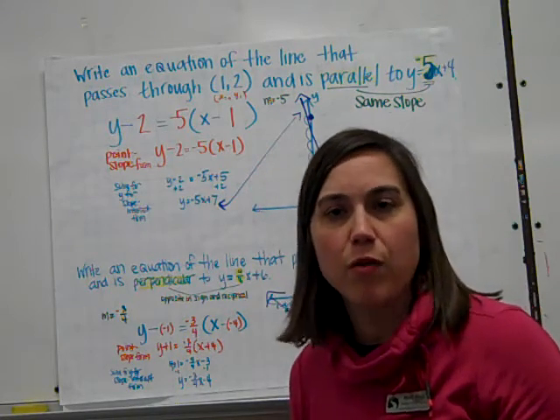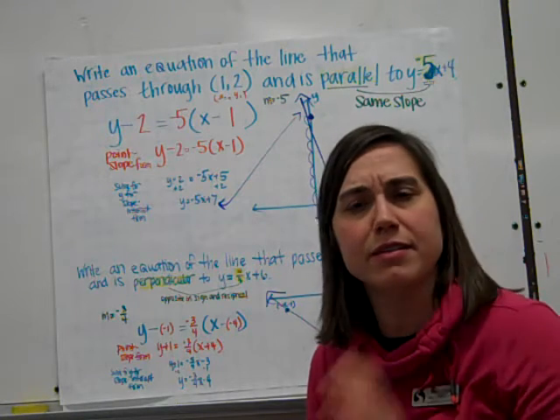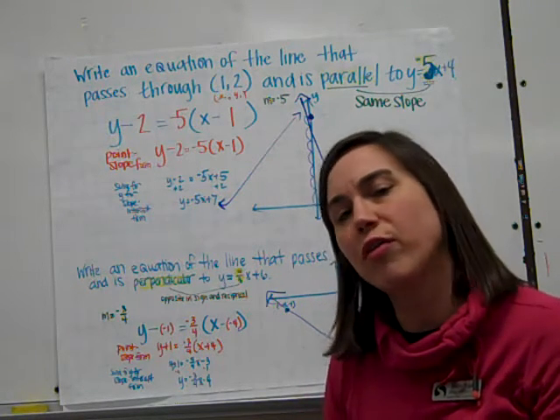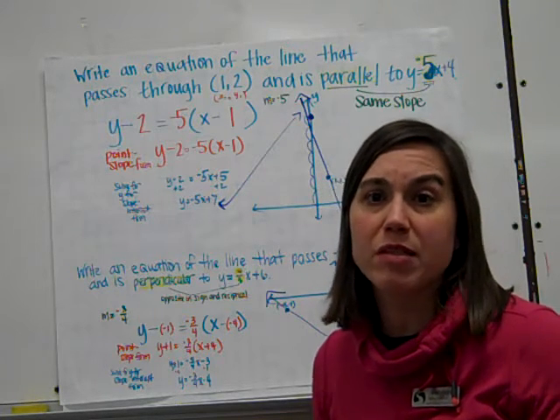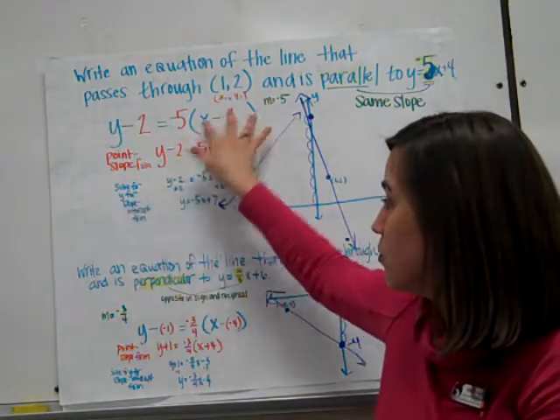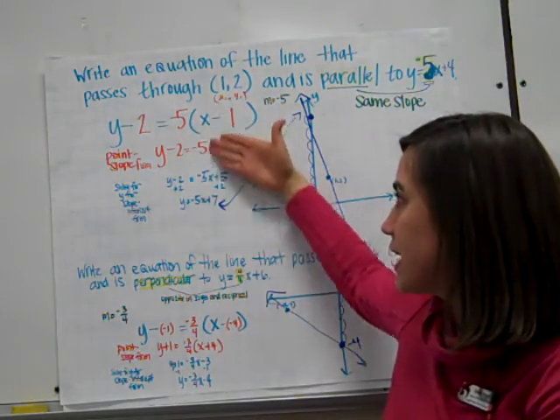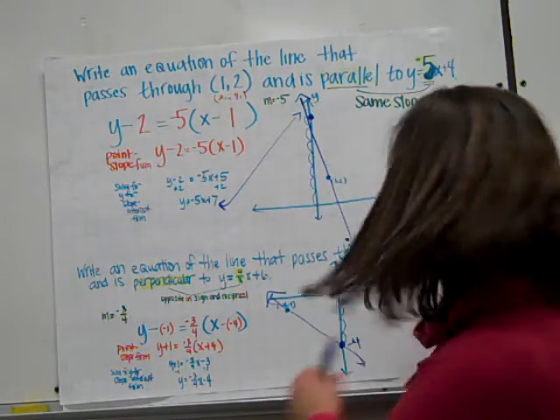Now, I just want you to be aware, when we write equations of lines that are parallel and perpendicular, it doesn't matter what form we use, whether it's standard form, slope-intercept form, or point slope. It just depends on what the question is asking for. I gave you two options. I put it first in point slope, then I converted it to slope-intercept form.